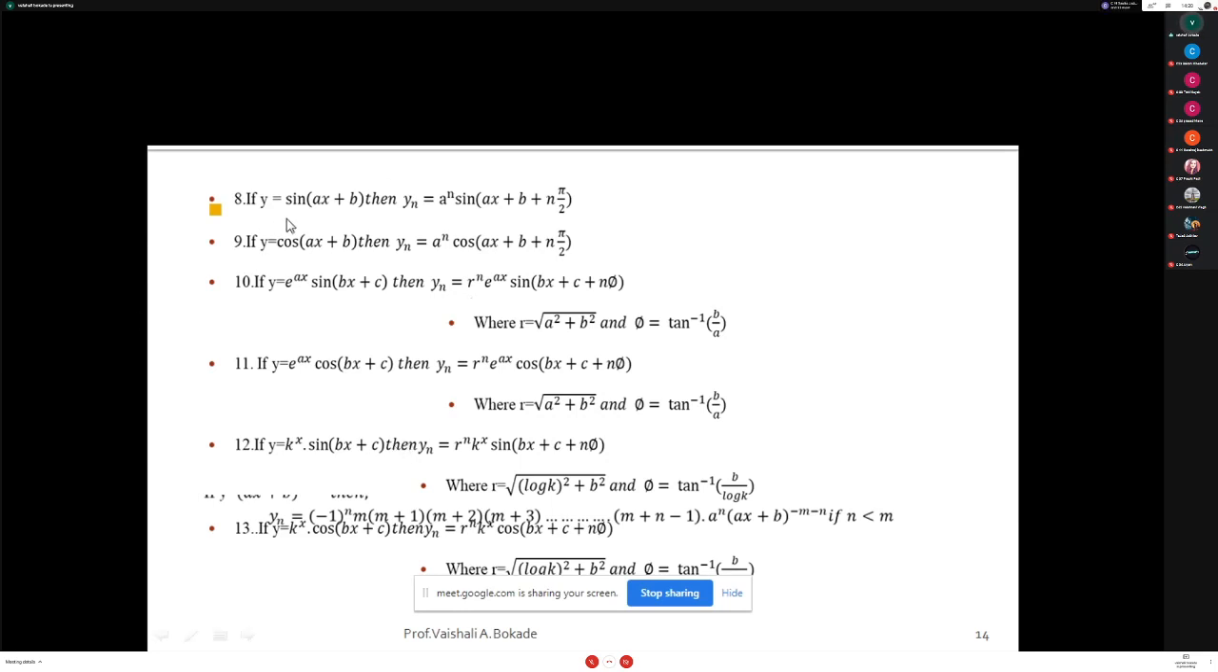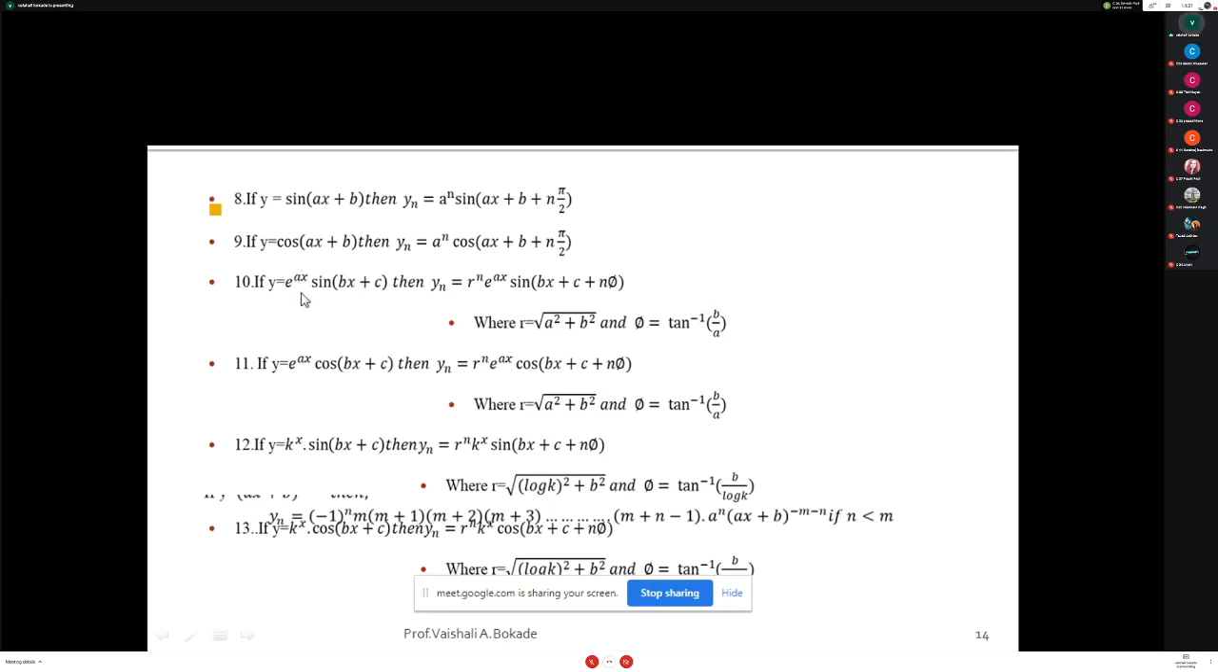Remember that whenever I'm having function as sine of ax plus b, I am having nth derivative as: on the right hand side we have sine of ax plus b, keep that as it is, plus n pi by 2 only you have to add, and whatever the coefficient of x, just multiply it as a raised to n, so you will have yn there. Similar is the formula for cos.